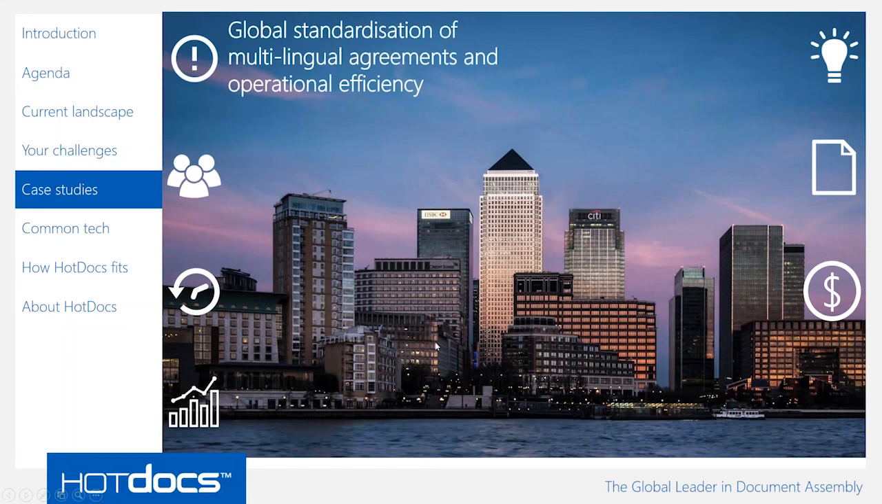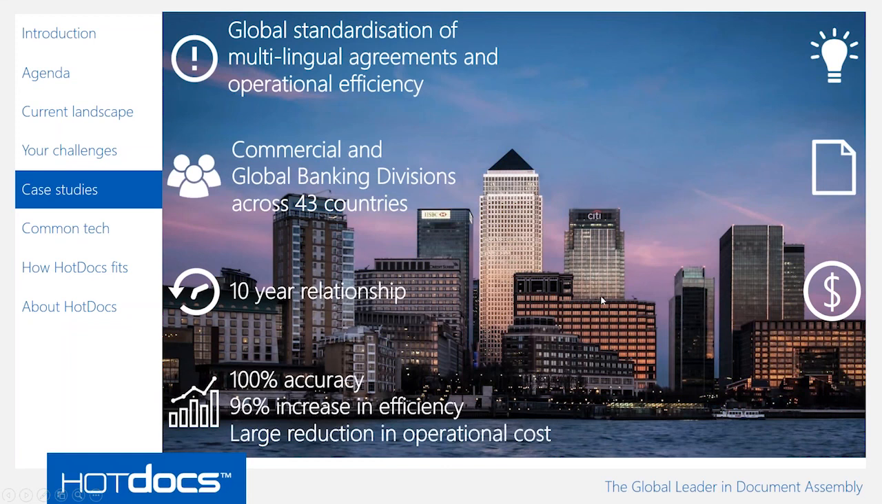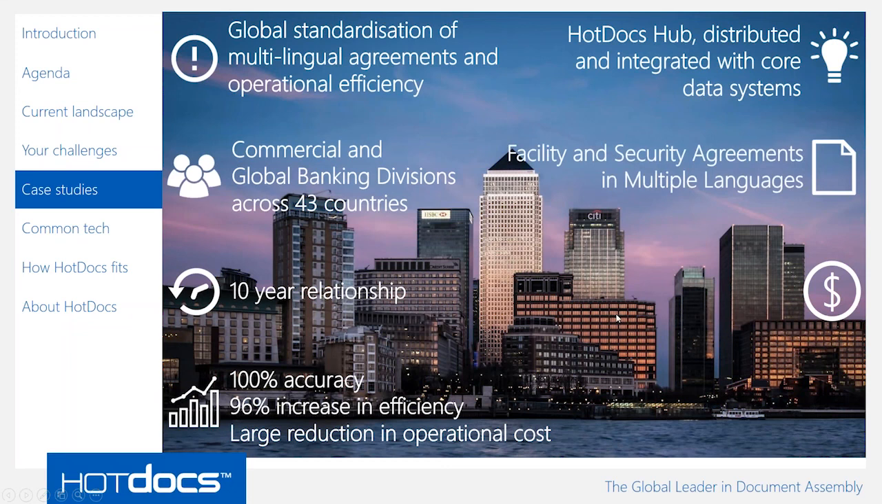And we've been helping another large global bank to be able to produce their documents more quickly and efficiently. So we've been working with this bank on a kind of global standardization of multilingual agreements. This bank is rolling out HotDocs to 43 countries worldwide. I think there's about 14 or 15 different languages those documents have to be produced in. And they're getting 100% accuracy on the documents that they're now producing and a 96% increase in efficiency throughout their teams. And they have a distributed model.